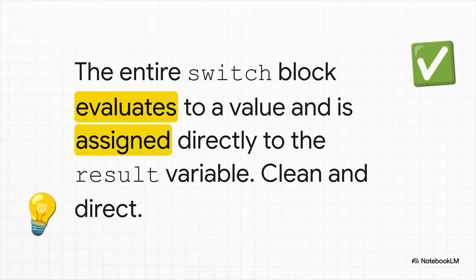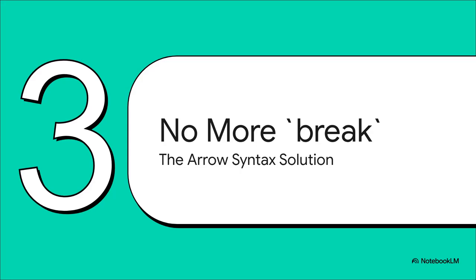And here it is in action. See that? The entire switch block is on the right side of the equal sign, and whatever value it spits out gets placed directly into the result variable. No more temporary variables, no more clunky setup. It's just clean, direct, and way less likely to cause a bug. This brings us to the next fantastic upgrade, the one that finally fixes that ancient fall-through problem.